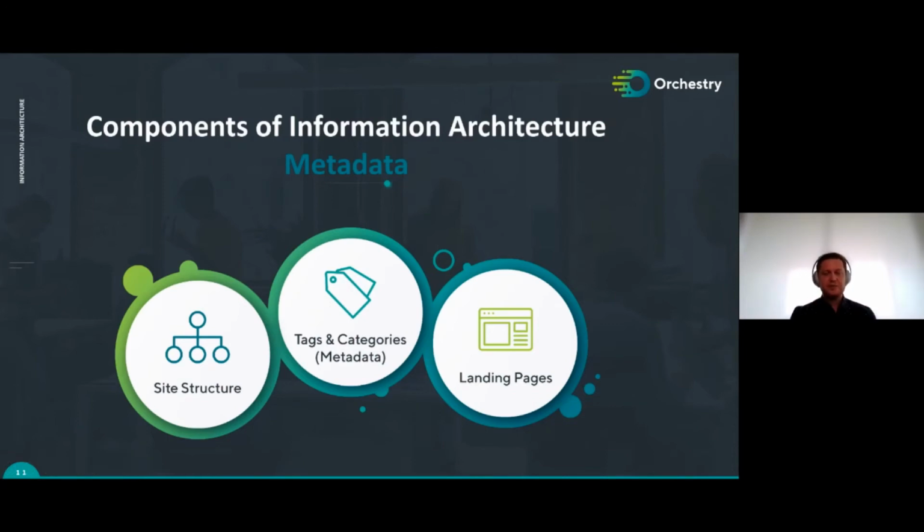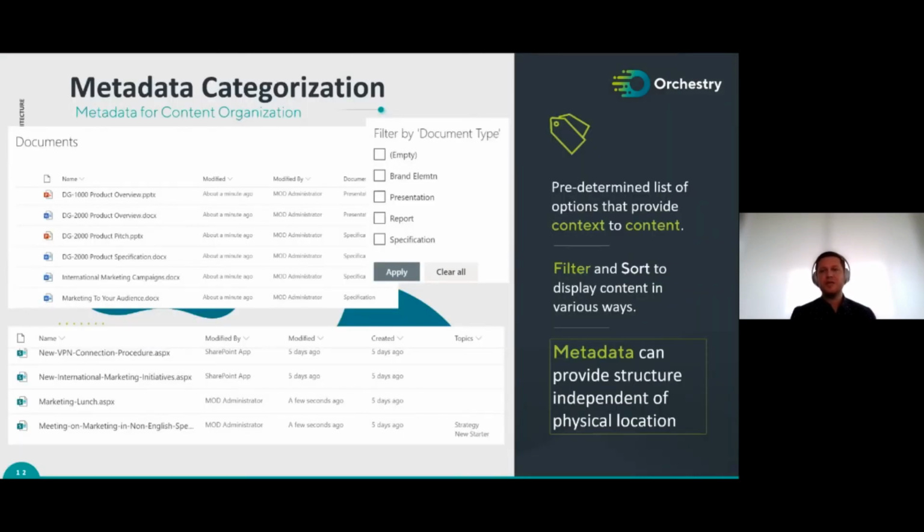So we've talked about site structure. Let's now talk about metadata, or tags and categories. What metadata does is it provides context to content. And metadata is extremely powerful, not just from a document management perspective, where I think we typically think about that, but also from an intranet perspective. The idea with metadata is that you can filter, you can sort, but the biggest thing that metadata allows you to do is to present content independent of the physical location of that content. And it can do a lot of very, very powerful things.